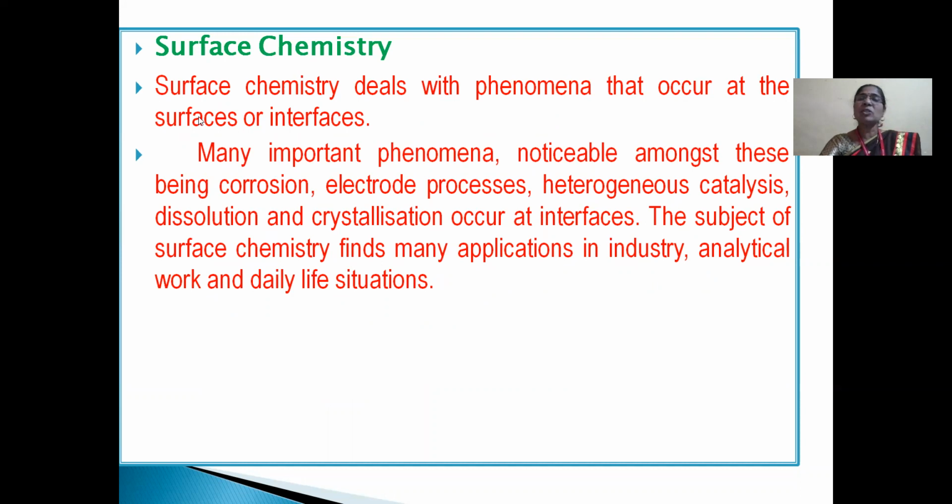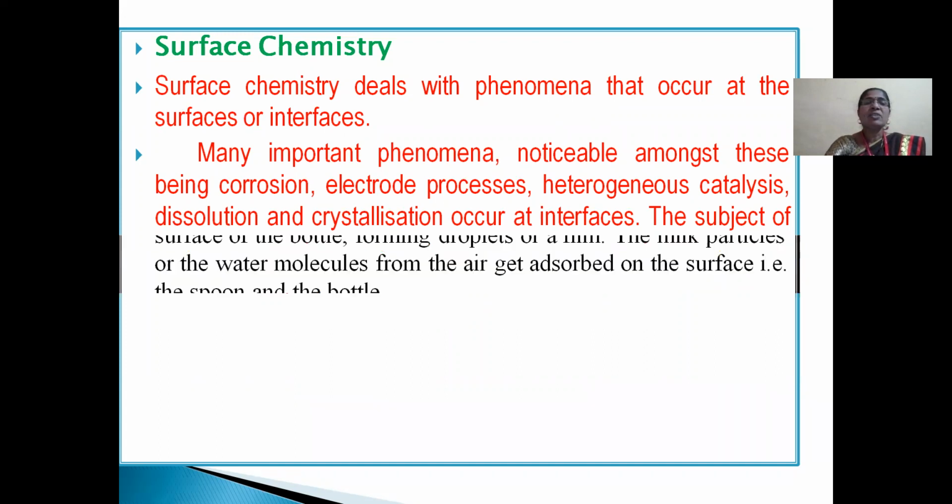So what is meant by surface or interface? A boundary separating two phases is called a surface or interface. Many important phenomena noticeable around us, such as corrosion, electrode processes, heterogeneous catalysis, dissolution, and crystallization, occur at the interface. The subject of surface chemistry finds many applications in industry, analytical work, and daily life situations.